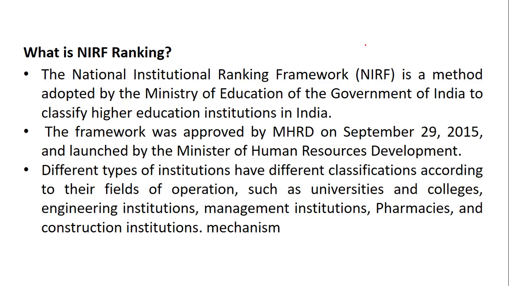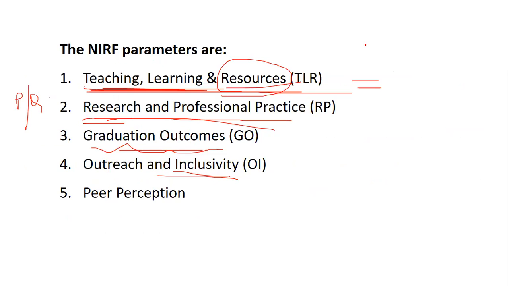Then the next part was the NIRF parameters. As I said, we have discussed the parameters in detail. We talked about teaching and learning parameters. Till now we didn't get such questions, but in case you do get them, they can come in the form of questions like the following, so you have to be very careful. The parameters are teaching, learning and resources, research and professional practice, graduation outcomes, outreach and inclusivity, and peer perception. That is very important, which you have to keep in mind very well.